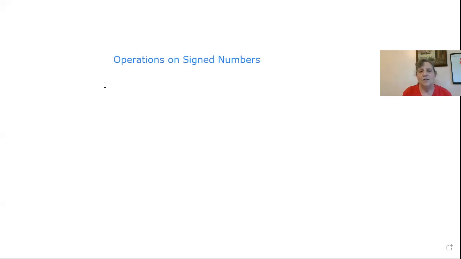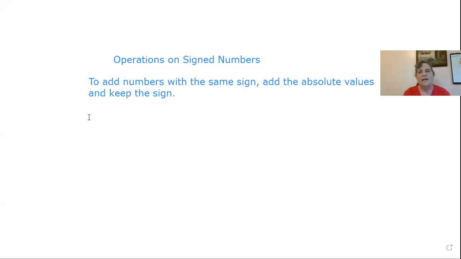Even people in calculus have a tendency to make sign mistakes in their math. So let's make sure that everybody thoroughly understands what the rules on doing operations, that's adding, subtracting, multiplying, and dividing, are based on the signs of the numbers. Anytime you're going to add numbers that have the same sign, both numbers are pulling you in the same direction.